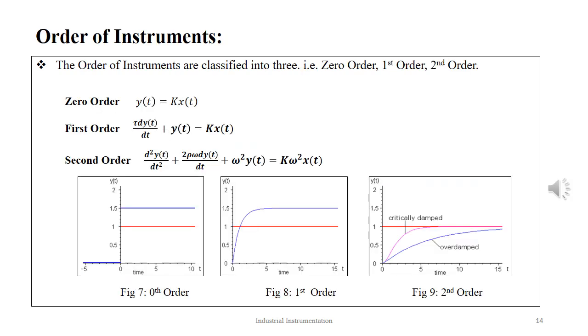Assuming y to be the dependent variable and x to be the independent variable, a zero order system is numerically represented as y(t) = k x(t). A first order system is represented as tau dy/dt + y(t) = k x(t), and a second order system is represented as d²y/dt² + 2 rho omega dy/dt + omega² y(t) = k omega² x(t). The three figures below show a zero order system, a first order system, and a second order system response.